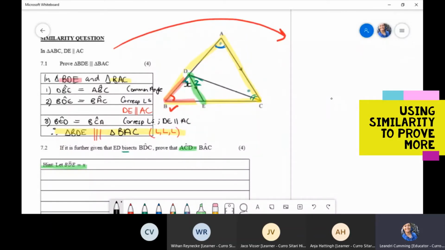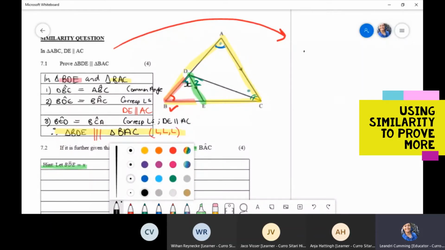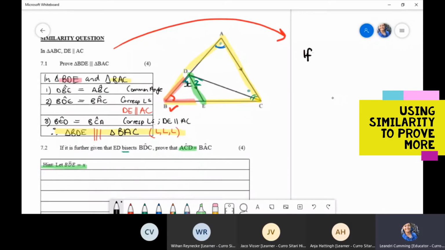We can make the statement that if angle BDE is equal to x, therefore angle EDC is also equal to x. My reason here is that it's been given that ED bisects angle BDC. Okay, right.